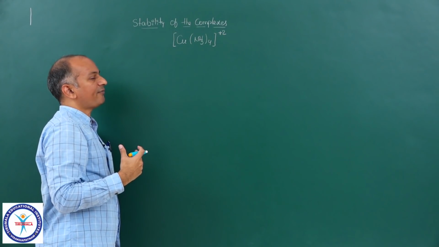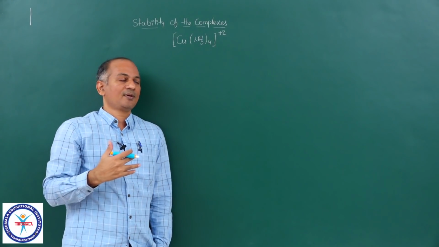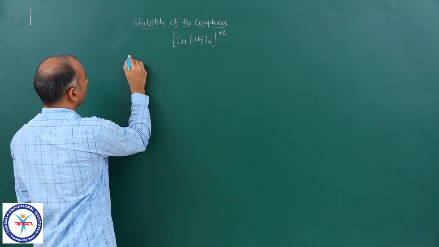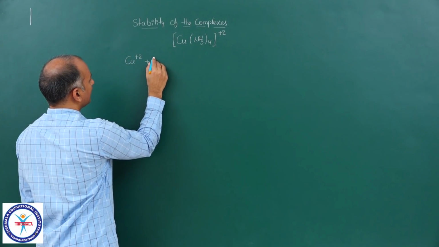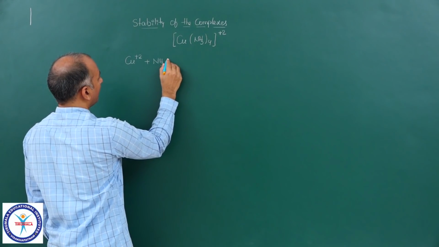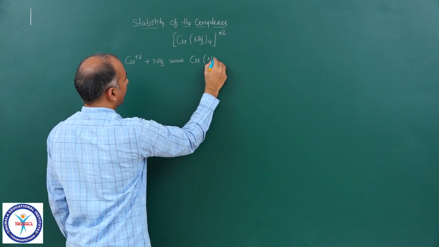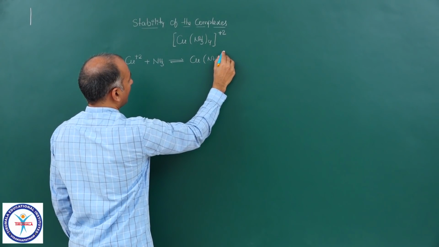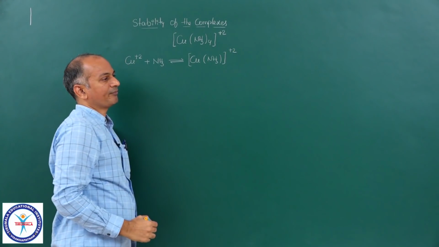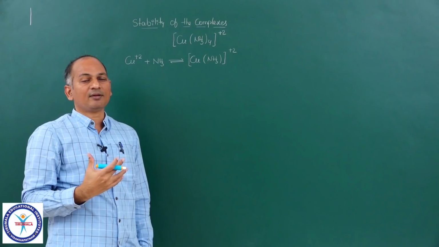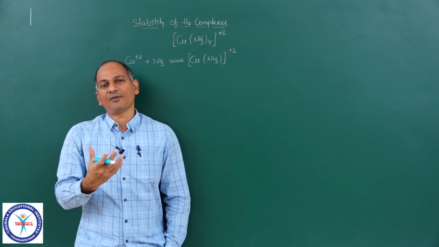You can imagine the formation of this complex in 4 different steps. Suppose you take Cu2+ and it combines with 1 ammonia, and you will get [Cu(NH3)]2+. That means you can imagine that this complex is formed in consecutive 4 steps. So ammonia ligands come one after the other.